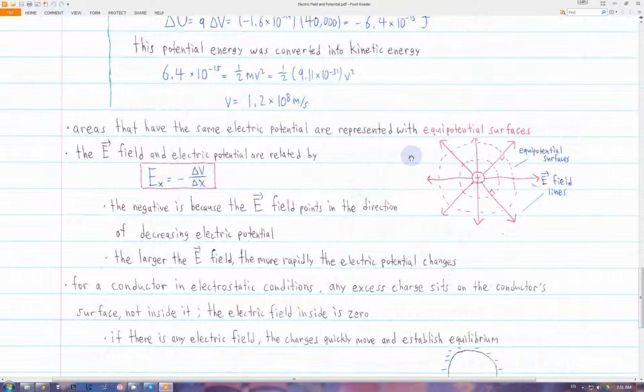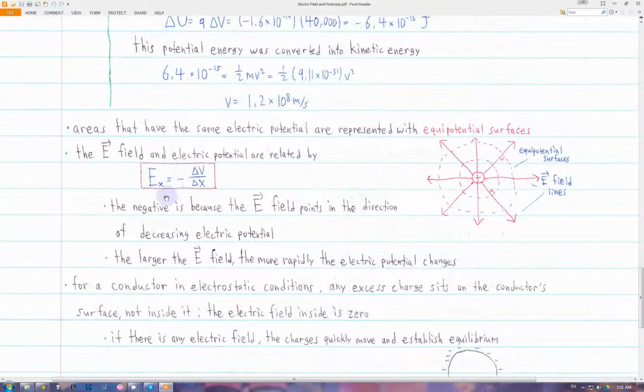So the E field and the electric potential are related by this equation. The electric field in the x direction is equal to negative delta V over delta x. And there's another equation for the electric field in the y direction and the z direction. So this means that the rate of change of the electric potential with respect to the distance is the negative of the electric field.